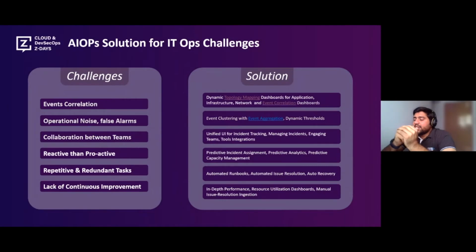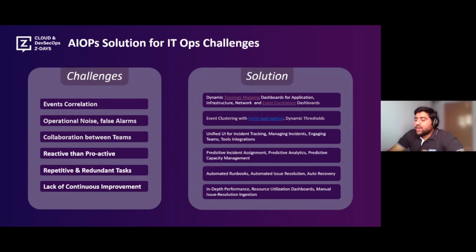To overcome the reactive nature and become proactive, we can have certain features like predictive incident assignment, where based on the history of events, we can analyze that history and predictively assign the incident to a certain team or a certain person.